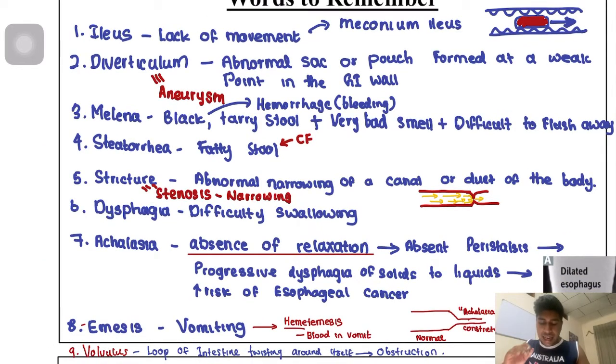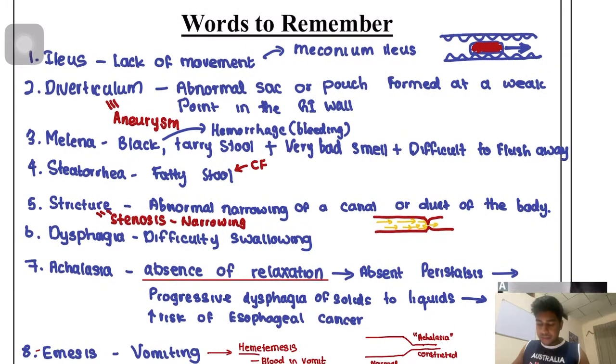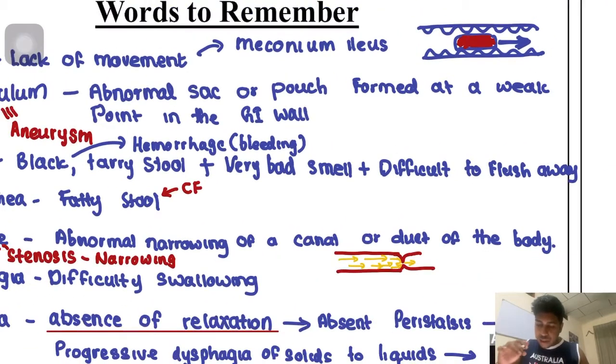It's called melena. What is this? This is how you ask a patient this. Did you pass black tarry stool? Plus, does it have very bad smell? And is it difficult to flush away? You need to ask a patient these three conditions to diagnose it as melena. So what is melena? It is bleeding into stool.